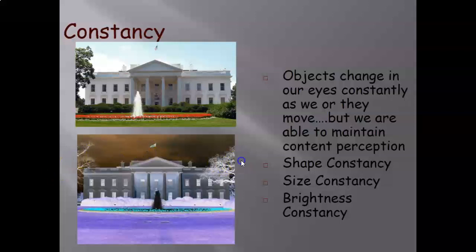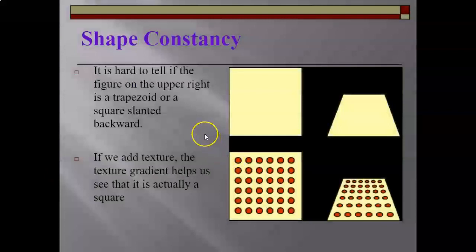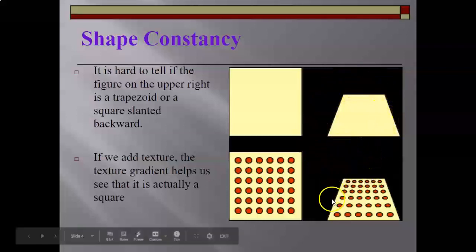Let's continue on with constancy. So here is shape constancy. It's hard to tell, if you were just to look at the figure on the upper right by itself, is it a trapezoid or a square that slanted backwards? If we add texture to it, though, that texture gradient helps us see that it's actually a square and that it's tilted backwards.